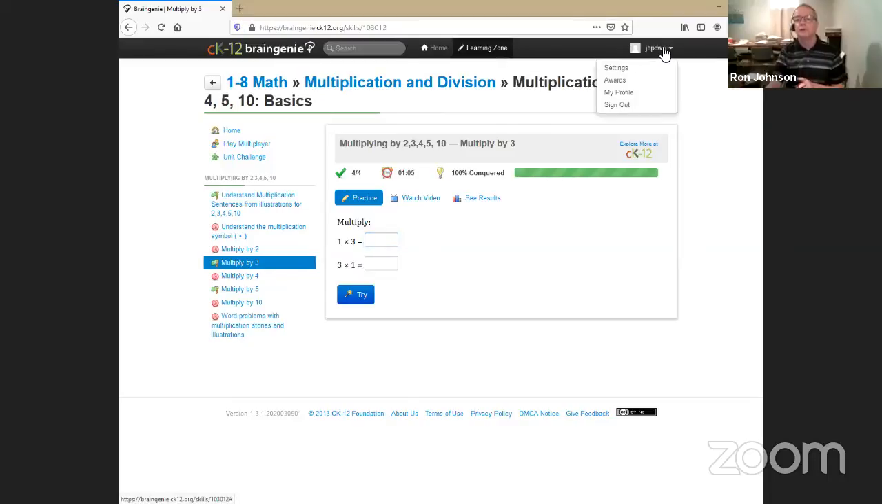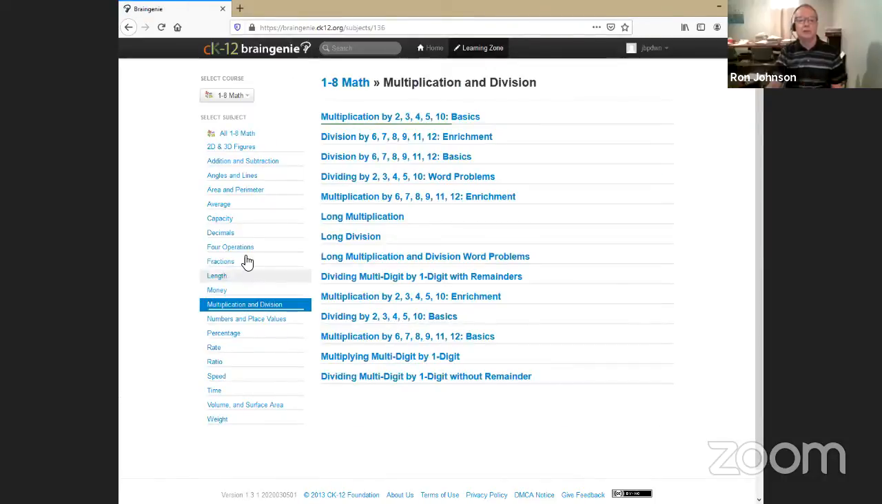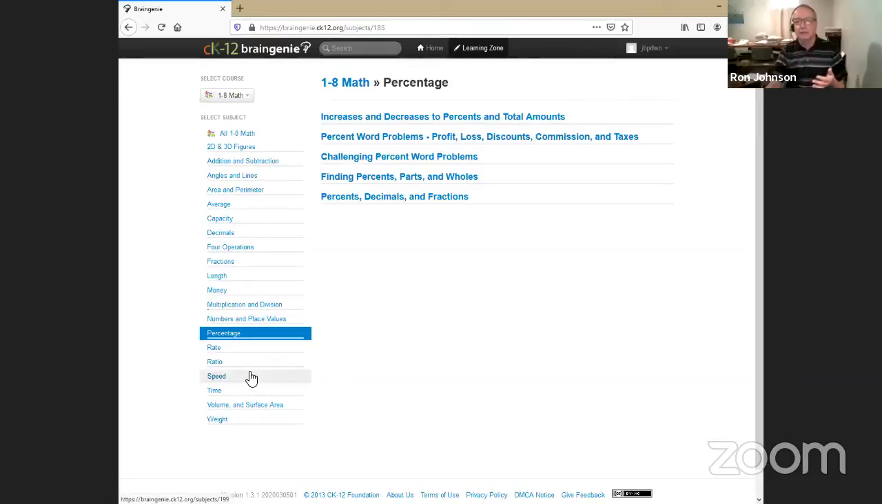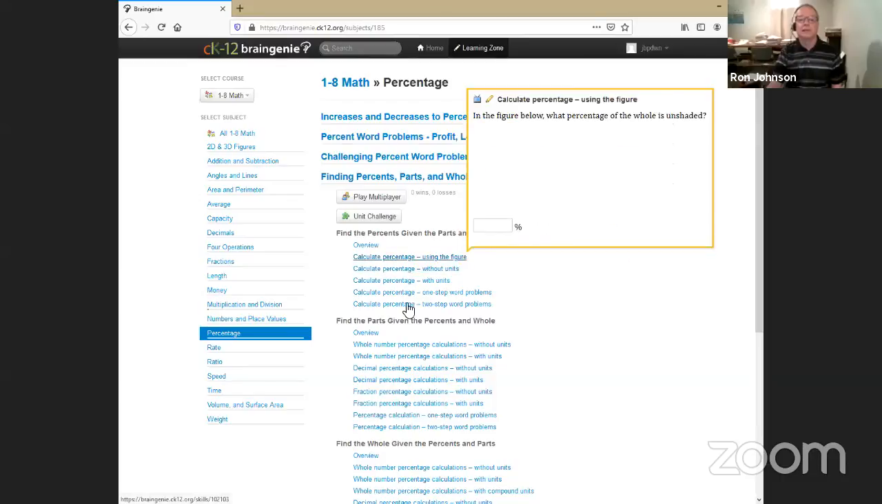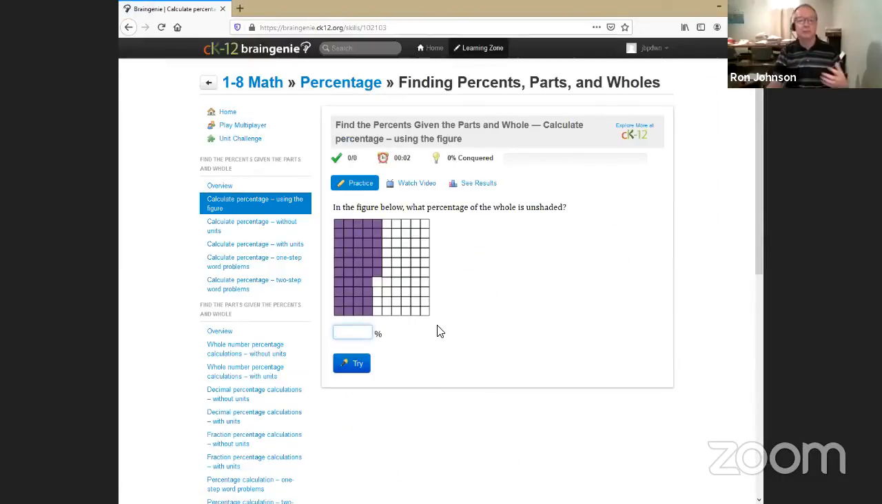Well, first of all, over here as a student, you can look at your settings, your awards, your profile, and sign out. But in Learning Zone, the student can see all of the different activities. And if he or she wants to practice something that hasn't been assigned, they can. They just click on it and they can go to finding percents, parts, and wholes, and do these exercises, watch these videos. They can do this all on their own. It won't show up, I don't think, in the reports. Maybe it does. I haven't tried it actually if you do it without having been assigned.